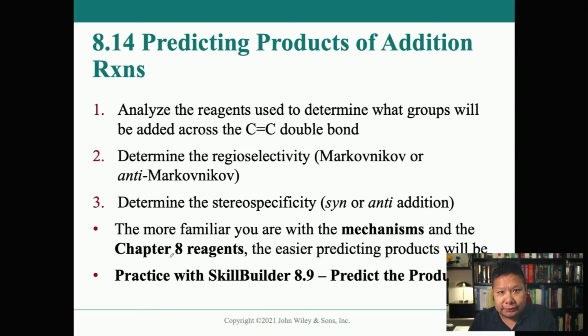So now let's review how to predict the products of addition reactions. The first thing you need to do is analyze the reagents that are used so you can determine what groups will be added across the carbon-carbon double bond, so if it's a bromine being added or a water and so forth. The next thing to do is determine whether it's going to be Markovnikov or anti-Markovnikov. Quick review: whether it's going to be adding the new substituent onto the side that's most substituted or the side that's least substituted. And that's what we're talking about when we're talking about Markovnikov or anti-Markovnikov.